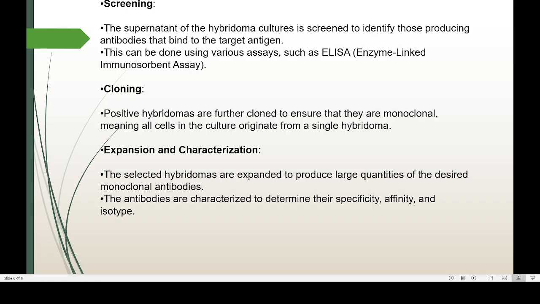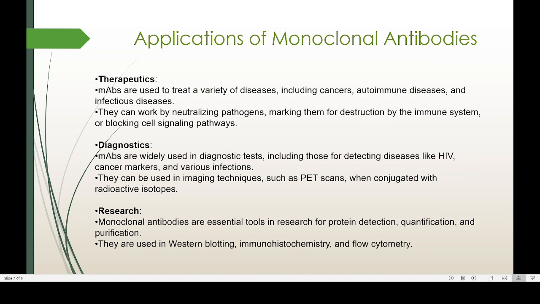Then expansion and characterization. The selected hybridomas are expanded to produce large quantities of the desired monoclonal antibody. They are then characterized to determine whether they are specific to that particular antigen, their affinity or attraction, and the different types of isotypes are also studied. Such possibilities are also studied.